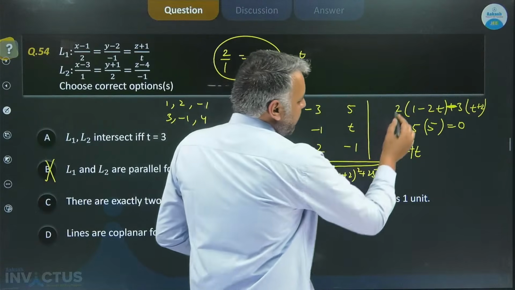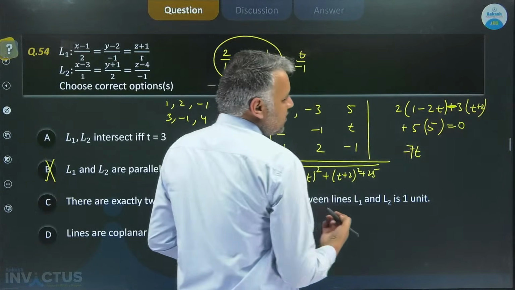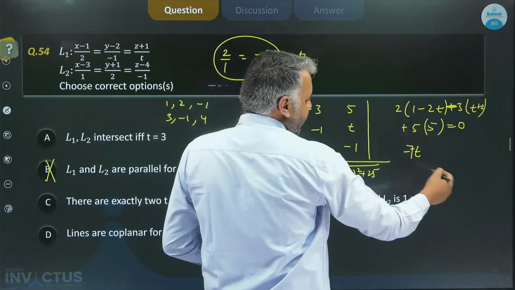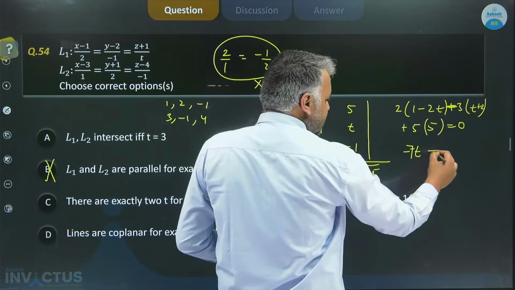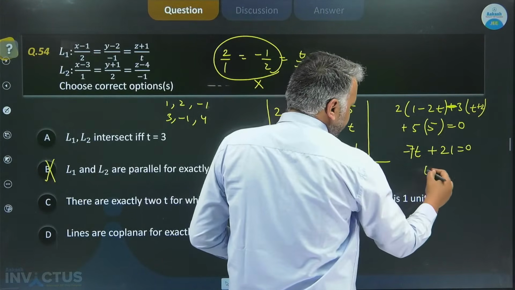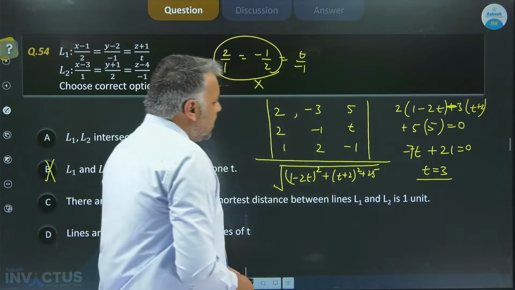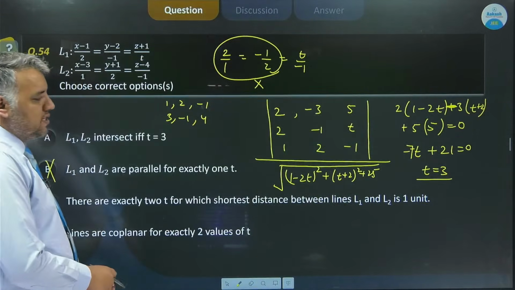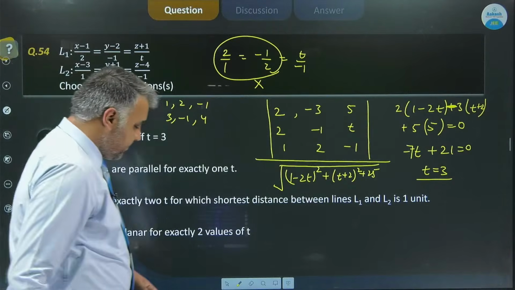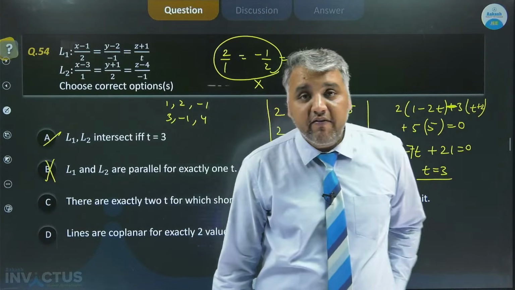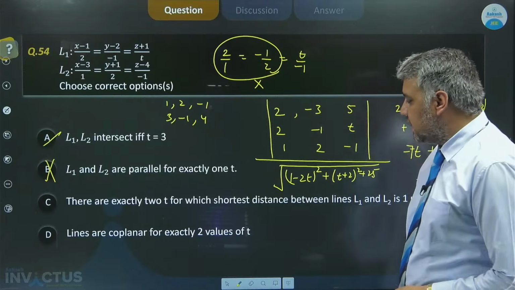7t plus 2 minus 6, so minus 4 plus 25, so plus 21 is equal to 0, so t is equal to 3. So lines will be intersecting if t is equal to 3, so option A is correct. And there is only one value of t if the lines are intersecting.